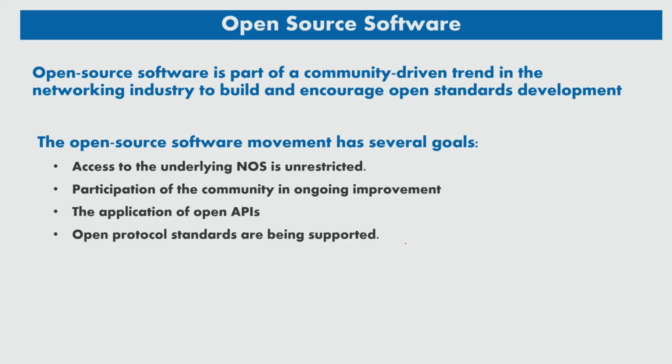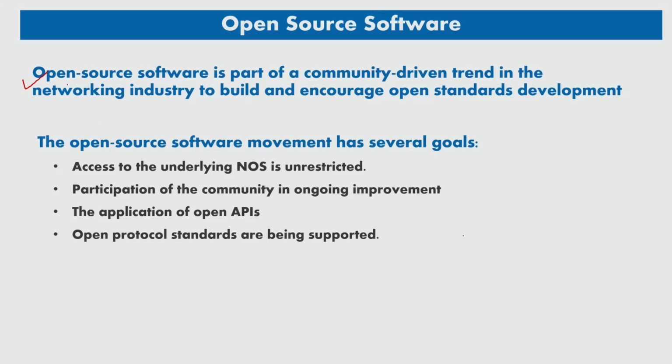Open source software, as I've said earlier, is part of a community-driven trend in the networking industry to build and encourage open standards development. Open networking aims to improve networking by providing an open source basis for network operating systems and a community-driven paradigm for continuous improvement, which is closely tied to the ideals of software-defined networking and the DevOps movement.